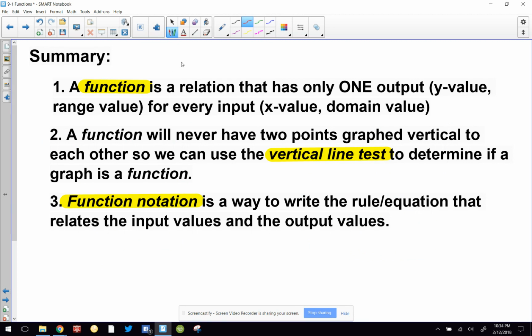So in conclusion and summary, 1, a function is a relation that has only one output, or a y value or a range value, for every input, the x values or the domain value. 2, a function will never have 2 points graphed vertical to each other. So we can use the vertical line test to determine if a graph is a function. And finally, function notation is just a way to write the rule or the equation that relates the input values and the output values.